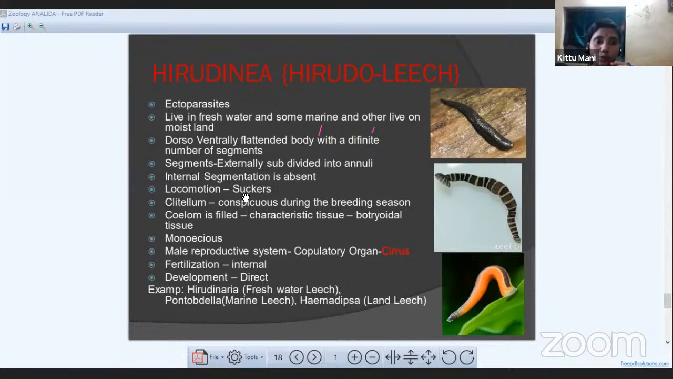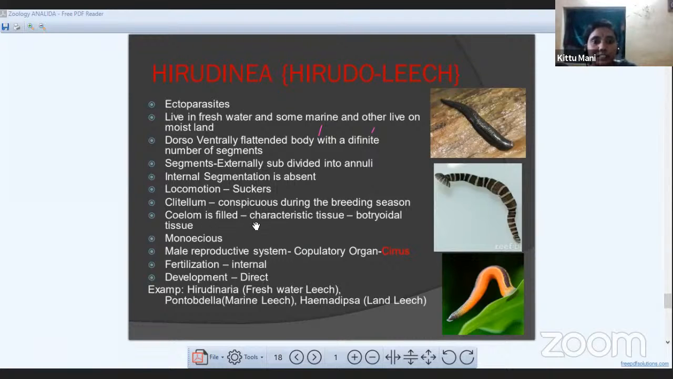Okay, and the locomotion is by suckers. All of you look into the picture. Here the leech is attached by the sucker to a leaf. The type of attaching organs are called suckers. What is that? Suckers. Okay, next the clitellum is conspicuous during the breeding season. In the breeding season, the clitellum is present.